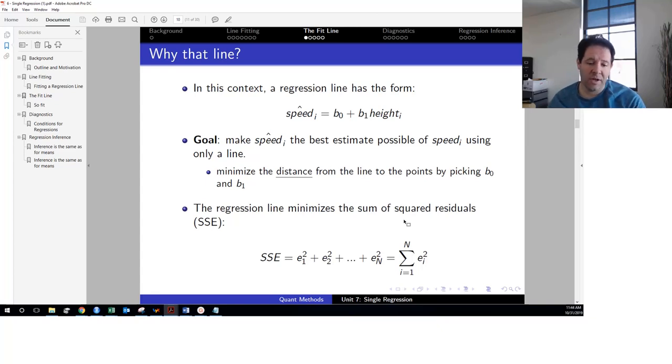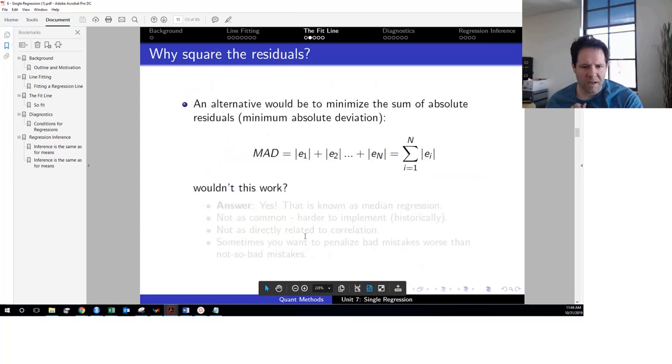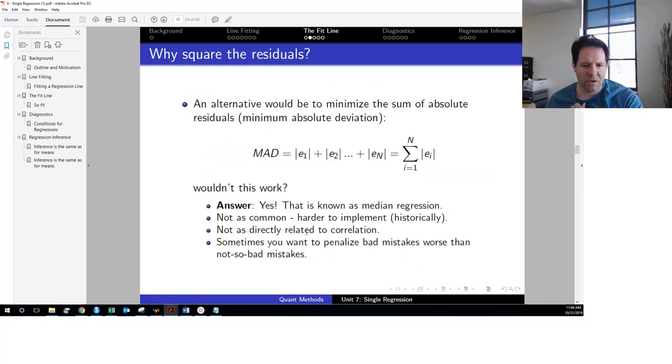So here, if you think about squaring each residual, we denote a residual as lowercase e, and the observation number is the subscript. Square each residual and add them up, and that gives us what's called the sum of squared errors, or sum of squared residuals. It's called SSE. And if you minimize that sum of squared residuals, that gives you the regression line.